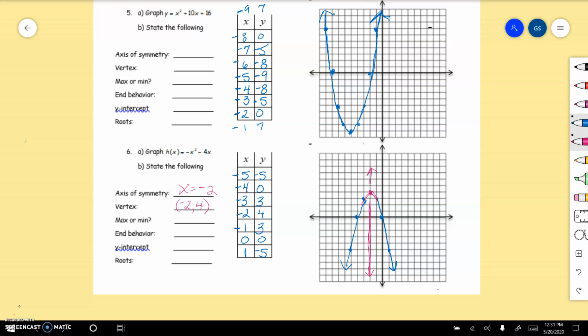Okay, is this a max or a min? This is a max, okay? This has a top of a mountain. It does not have a bottom because those arrows say it goes on forever. So this is a max. It's the highest point. It does not have a lowest point. The end behavior, well, what are the arrows doing? They're going down, so it's concave down.